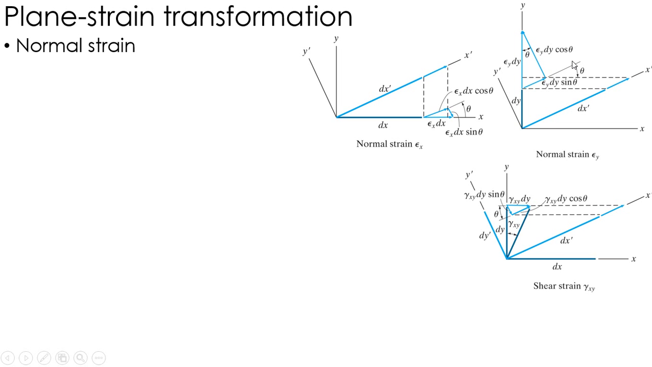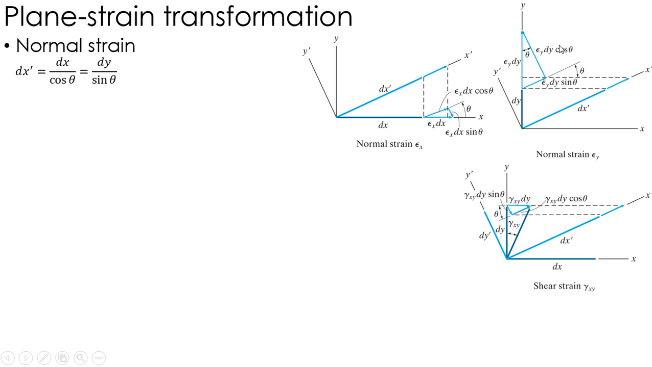I also get some strain from my shear strain, and remember my shear strain is the change in the angle. By the arc length, this length right here is that shear strain times dy. Break that, which would be in the x direction, up into the x prime and y prime directions as given here by, again, a sine and a cosine.